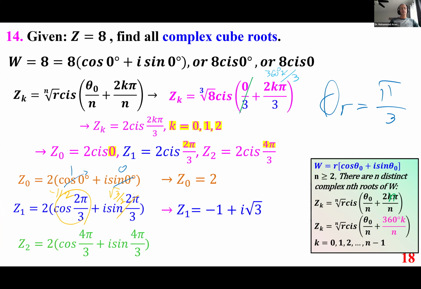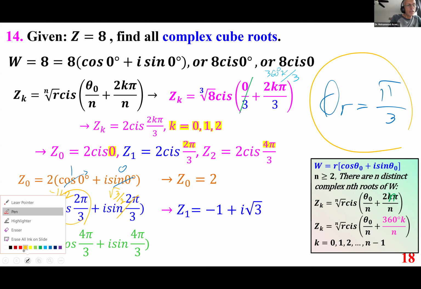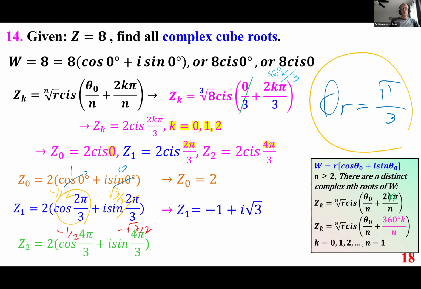In this case, everybody, again, we have the same reference arc, the same value, but both sine and cosine are negative in the third quadrant. So this is minus 1/2. This is minus square root of 3 over 2. And if you multiply it by 2, this is what you get.